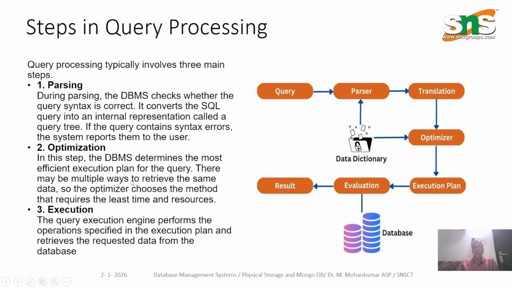So there may be multiple ways to retrieve the same data, and the optimizer chooses the method that requires the least time and resources. The system uses the least time and resources, then gives the result to the user. So that optimization concept is implemented here. Execution: the query execution engine performs the operations specified in the execution plan and retrieves the requested data from the database.